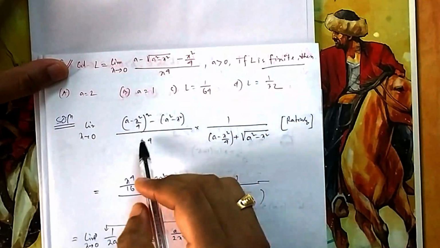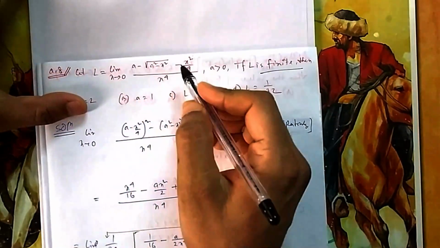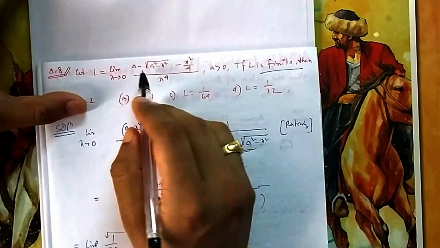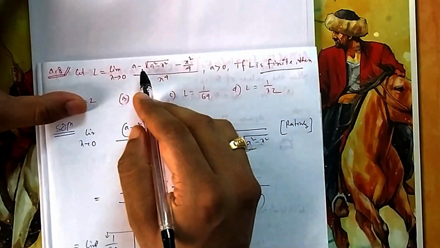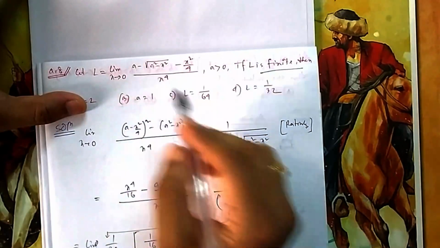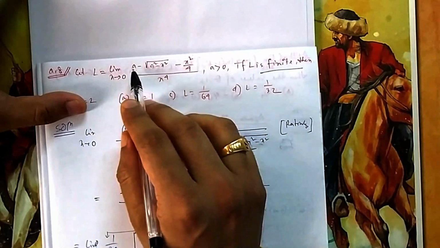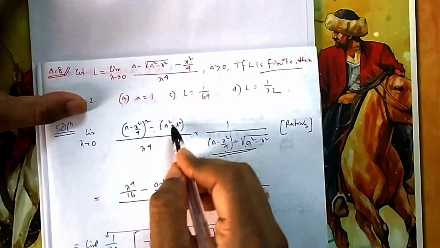Now if you see this one, the first job is to rationalize this one. So how to rationalize this one? I will multiply both sides by what? This value I will multiply: a minus x square by 4 plus the conjugate of this root, that is plus under root a square. If you multiply numerator and denominator, then it will be a square minus b square.